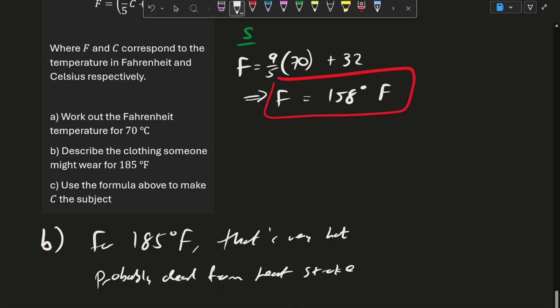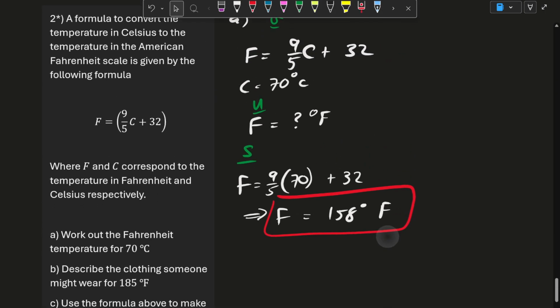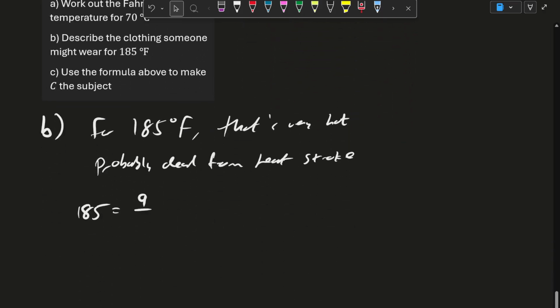If we wanted to identify what that temperature is, we can simply sub 185 into our formula. So we'll get 185 is 9/5 times our temperature C plus 32. So to figure out what C is, I'm going to subtract 32, multiply by 5, and then divide by 9. And we get 85 degrees Celsius. So probably way too hot to even go outside in. So basically nothing.